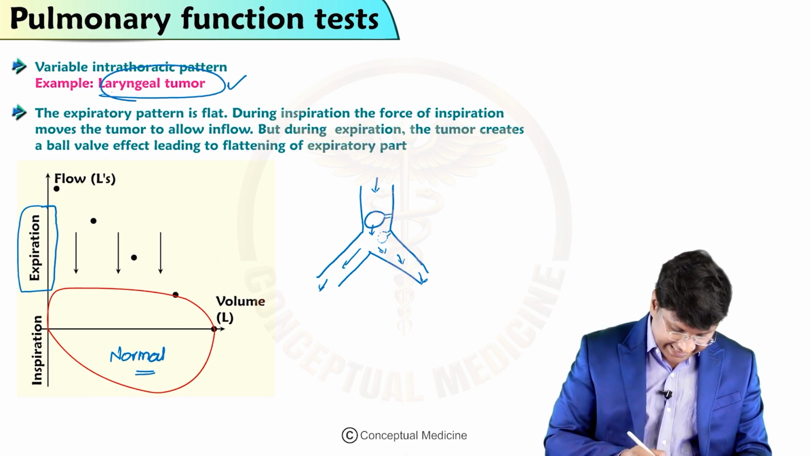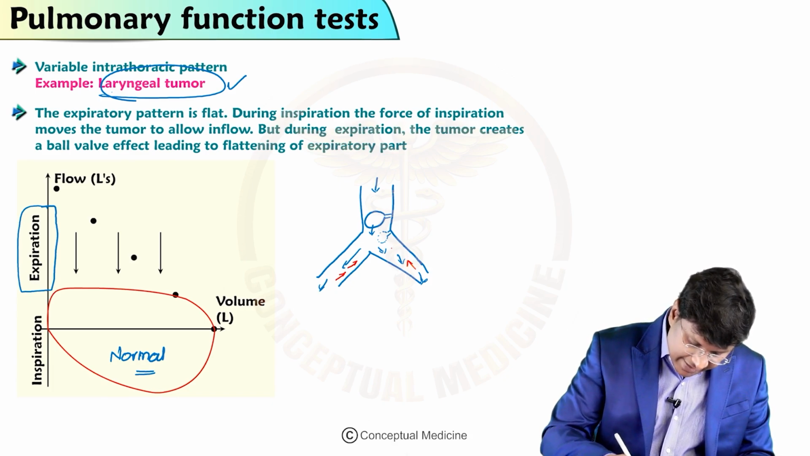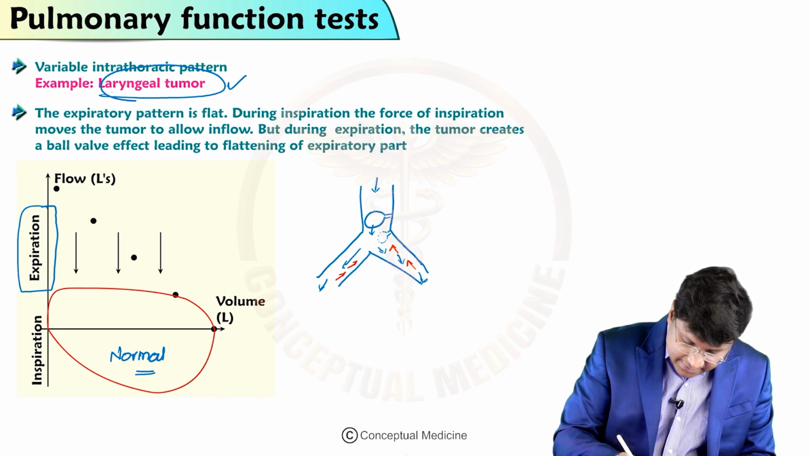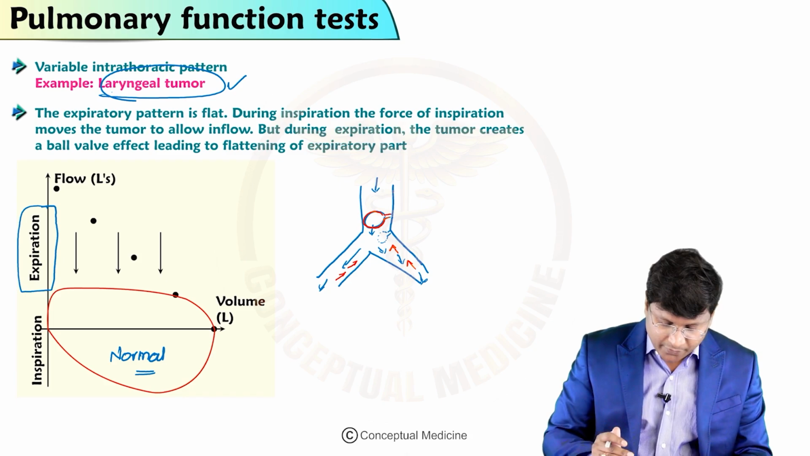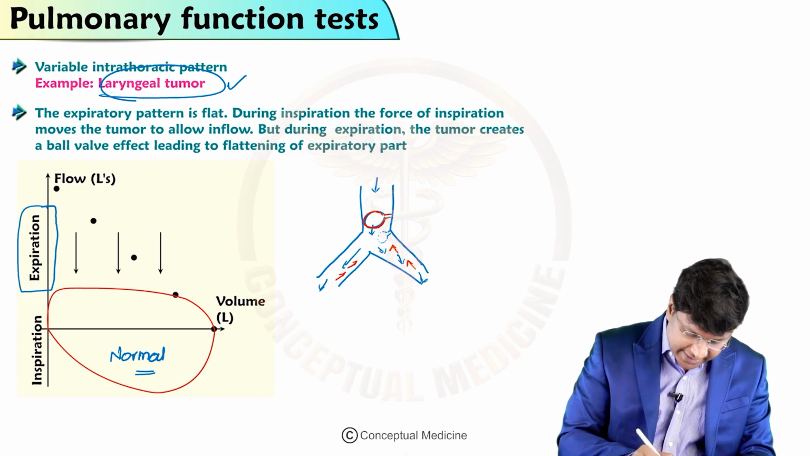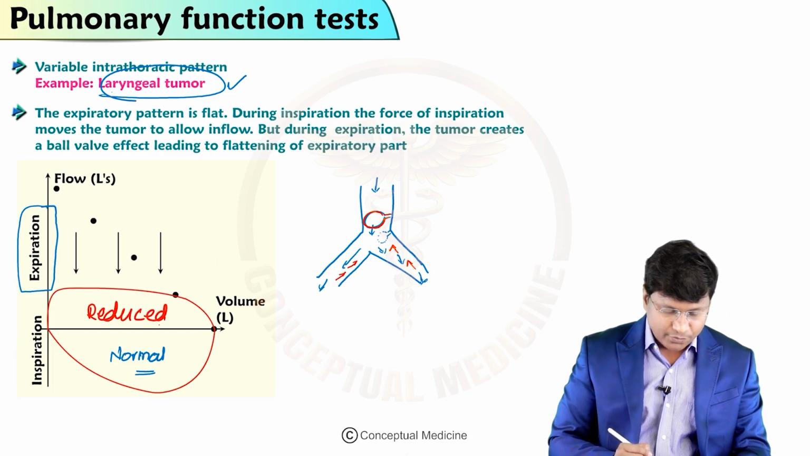But when the individual is exhaling, what will happen? The air will hit the peduncle. So again, the tumor will return to the native position. So thereby, what will happen to the expiration? The expiration will be reduced. So that is the reason why, if you observe, the expiratory component is reduced in this flow volume loop.